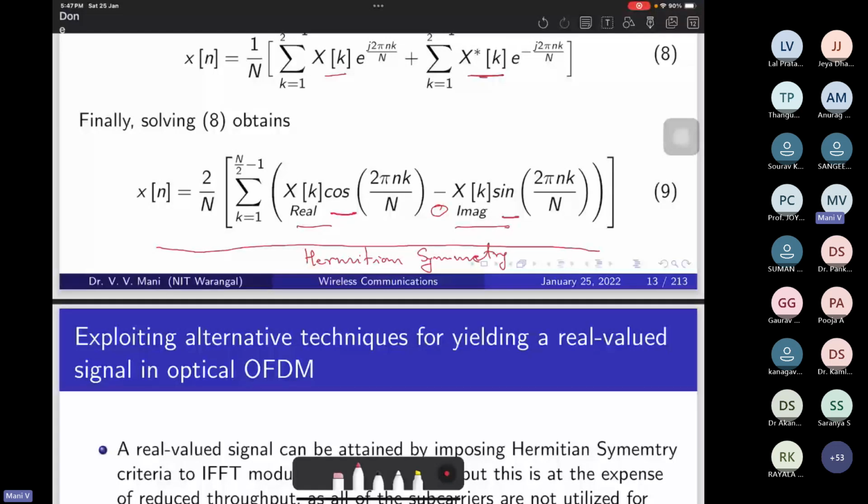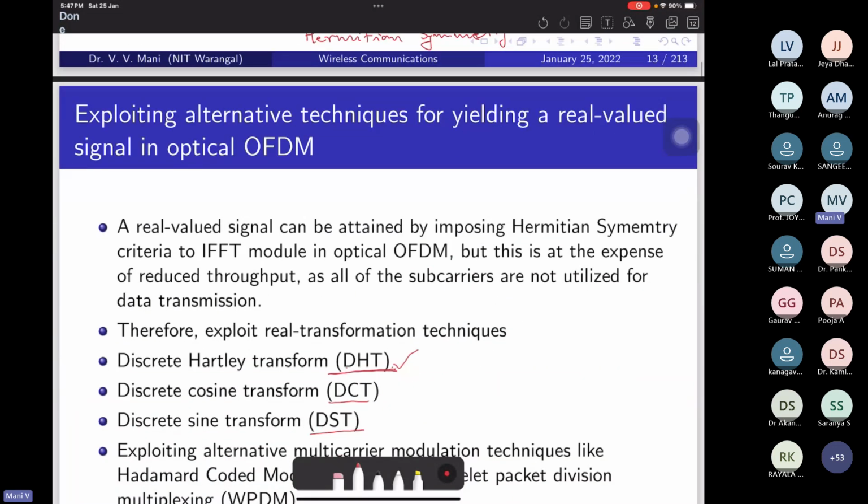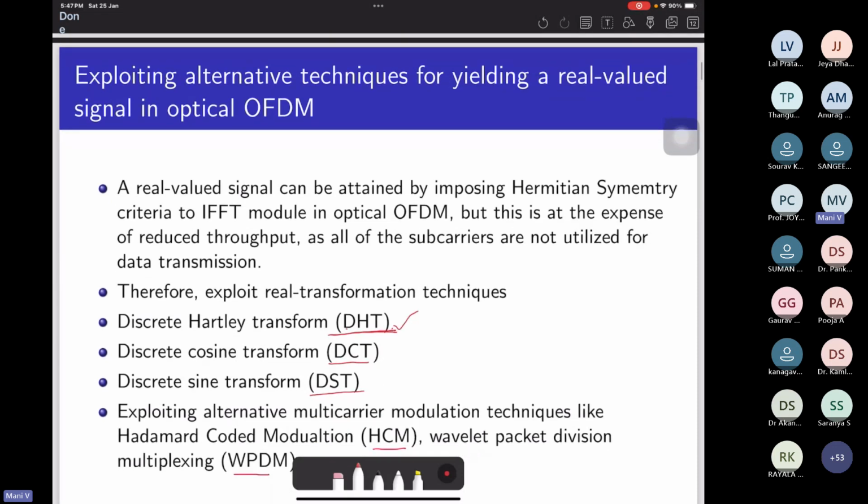So this is where the concept of visible light communication lies. And this Hermitian symmetry format is given to your IFFT block. The IFFT block output, since we impose the complex conjugate in advance, becomes a real value.